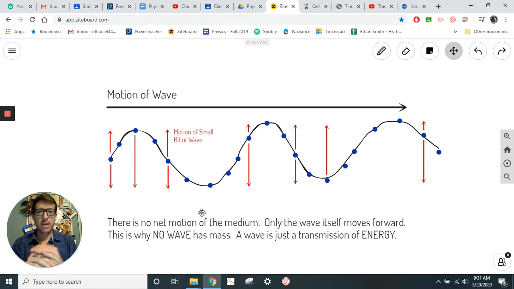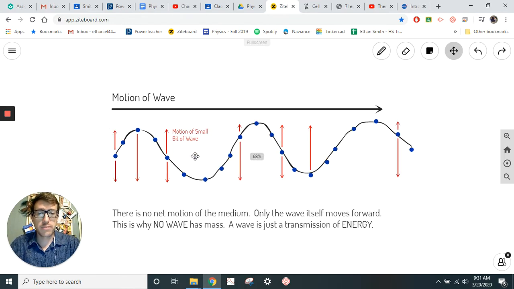No wave, no type of wave, sound wave, you name it, water wave, has mass. A light wave has no mass. Waves don't have mass. They are just a transmission of energy. They can radiate or pass energy. That's what waves do. They're this movement, or this potential to move, that is traveling through a medium. Okay, that's what a wave is.